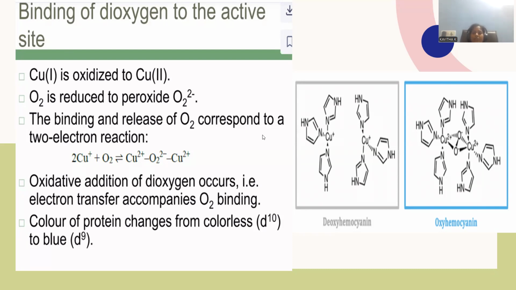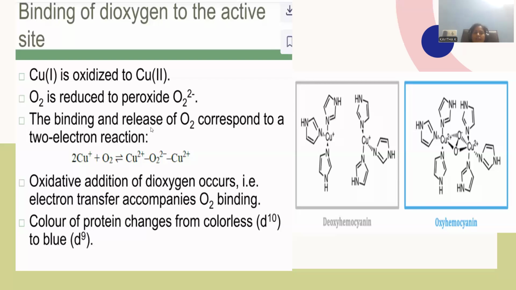Dioxygen in general is diatomic, and its bond order is 2. That means a double bond is located between the two oxygens. That oxygen is inserted in between the two copper metals, giving rise to a bridged one. Whenever bridged oxygen is generated, it shifts from molecular oxygen into the peroxide form. Peroxide stands for two oxygens bonded with a single bond, each accompanied by a negative charge. That is a peroxide linkage. Two oxygens are directly linked with a single bond.